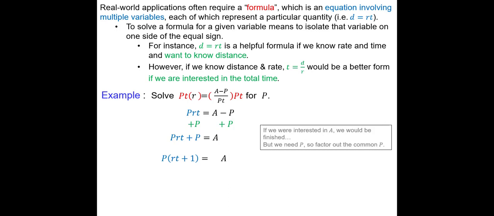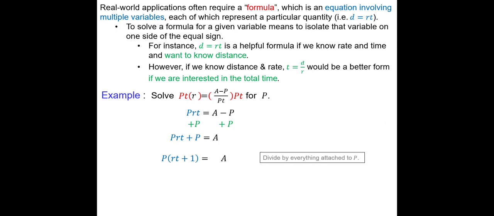Now we still haven't solved for p, but if we were to now divide everything by what's being multiplied by p, that's in this case going to cancel out that entire quantity in parentheses. And therefore on the right side, we find out that p is equal to a divided by rt plus 1. Both this equation and the original equation that said r equals are exactly the same. But notice that the bottom one is more beneficial if we're trying to find the value of p. So this is what we refer to as a formula, and we can solve them the same way as solving linear equations.